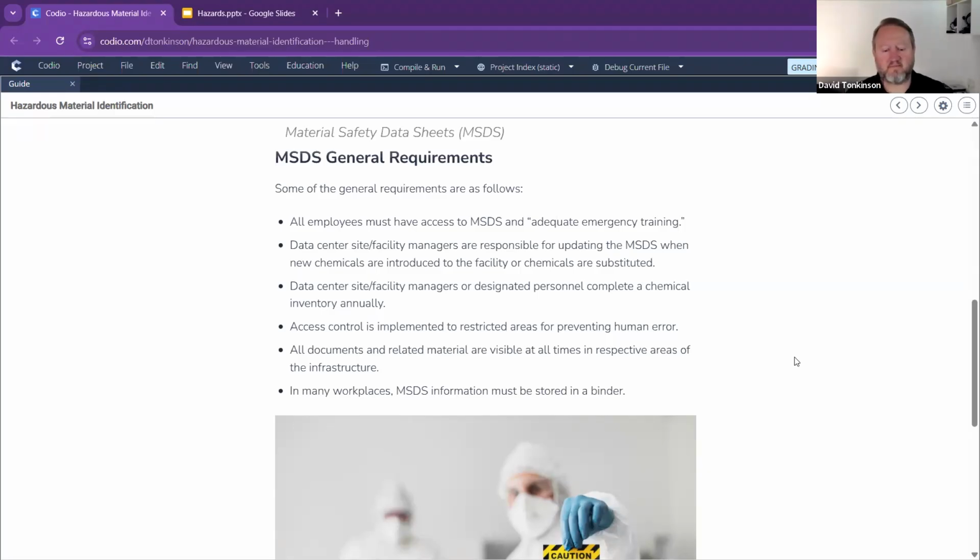Not only do we need to know how to handle the stuff that's in our data centers, we must also know what we have. So we will automatically need to do an annual inspection, which basically includes an inventory of all the items, all the hazardous items within that data center. And that's a formal requirement.